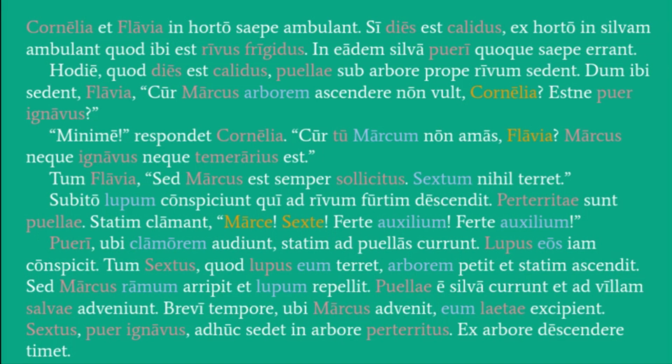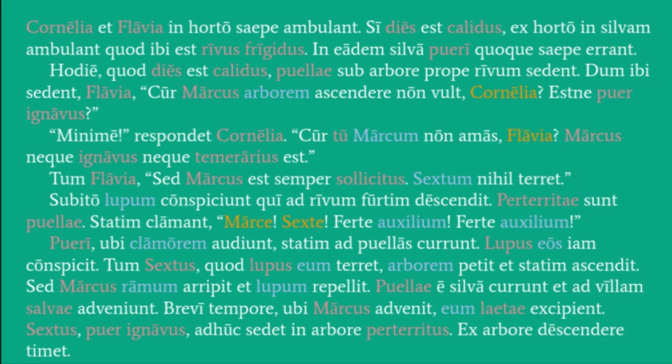So you're saying Cornelia and Flavia often walk in the garden. Si dies est calidus, ex horto in silvam ambulant, quod ibi est rivus frigidus. So if the day, the dies, right, is hot, calidus, or warm, those are both nominative. Don't worry about dies. I know it has a slightly different ending, but I promise you it is nominative, and calidus is describing it. So the day is hot.